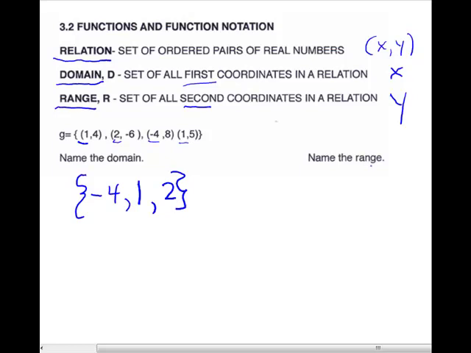Right? The range will be the y coordinates. So we have 4, -6, 8, and 5. -6 is the smallest. And 4, 5, and 8. So this is our range.